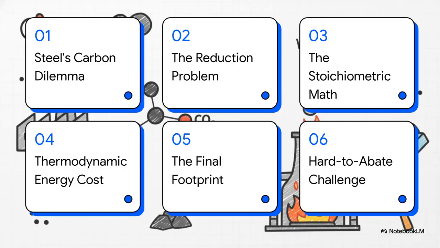So here's our roadmap for today. First, we'll set the stage with what we call steel's carbon dilemma. Then we'll get right into the core chemistry, this thing called the reduction problem. After that, we'll roll up our sleeves and do the math, the stoichiometry, to figure out the emissions that are baked into the process. Then we'll layer on the massive energy cost, before finally, we add it all up. This whole process will show you, step by step, exactly why steel is known as a hard-to-abate sector.